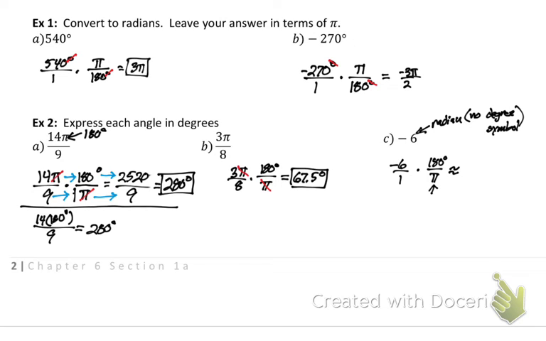I think someone said it. 343.8. Yep. I'm going to put a negative on there. Was it 343.8? And I put the about symbols in there.